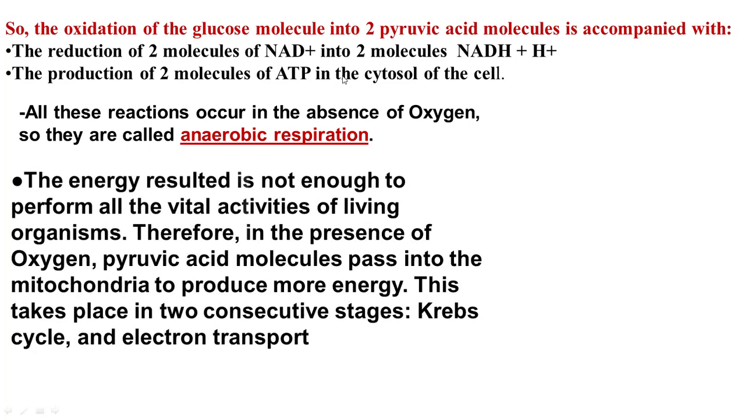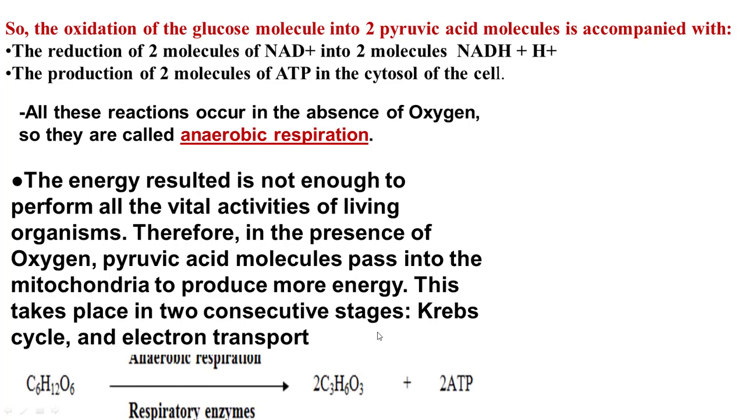The energy that results is not enough to perform all vital activities. The amount of energy in the ATP is not enough for all the cell's activities, so it needs more energy. Therefore, in the presence of oxygen, the pyruvic acid molecule passes into the mitochondria to produce more energy. This takes place in two consecutive stages, the Krebs cycle and electron transport.